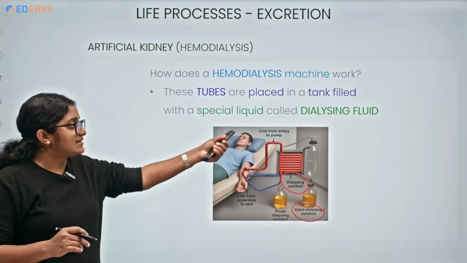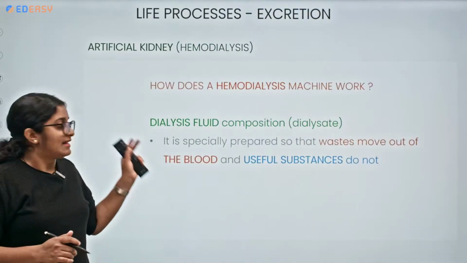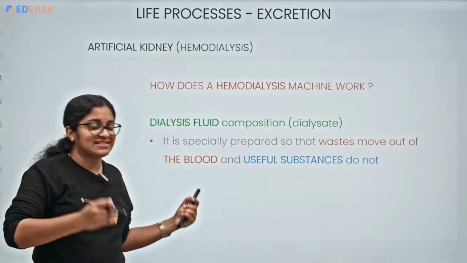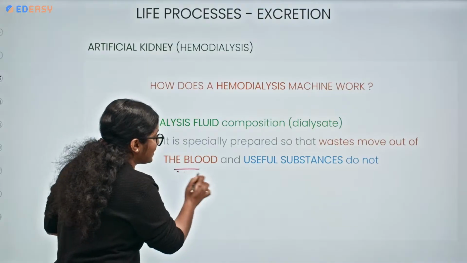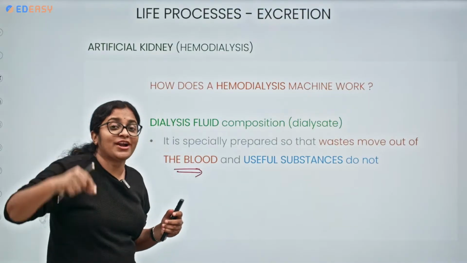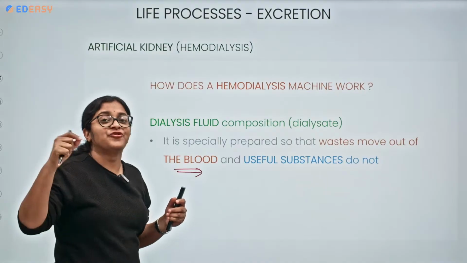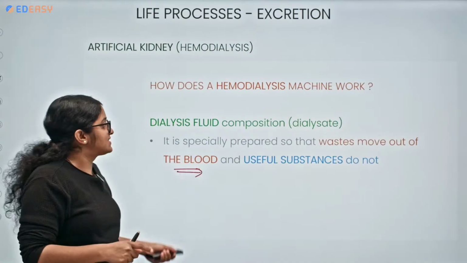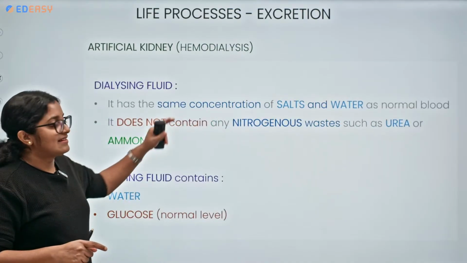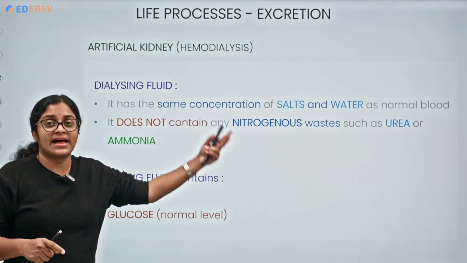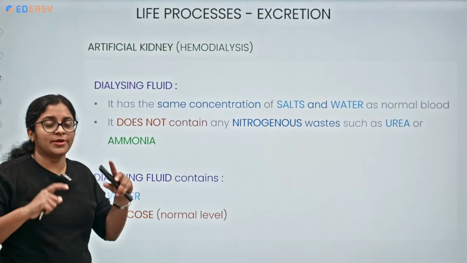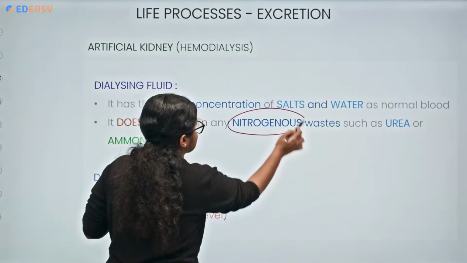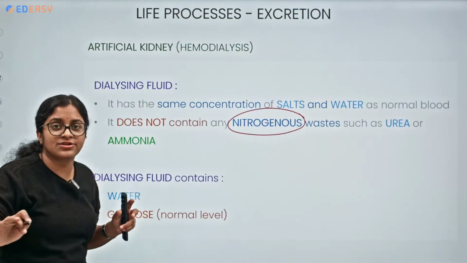Okay, now what should this dialyzing fluid contain? It contains some special ingredients so that there is an elimination of waste from the blood, but at the same time, whatever useful substances are there within a patient's blood should not get eliminated at any cost. So the dialyzing fluid will have the same concentration of salts and water as that of normal blood. The normal blood we are having the concentration, right? The same, but it does not have any nitrogenous waste. It does not have urea, it does not have ammonia.